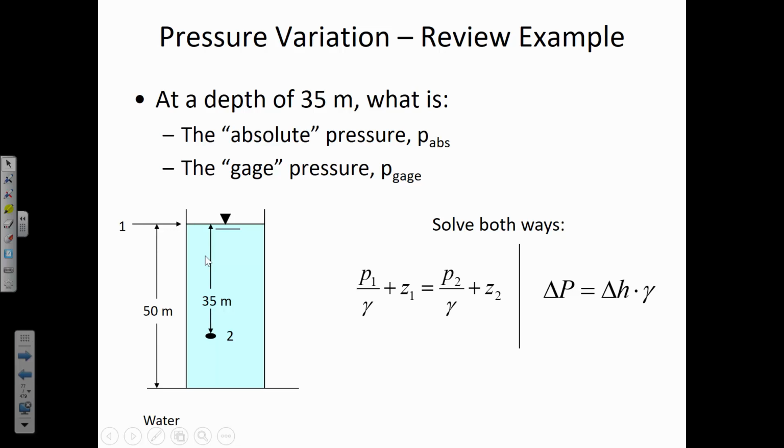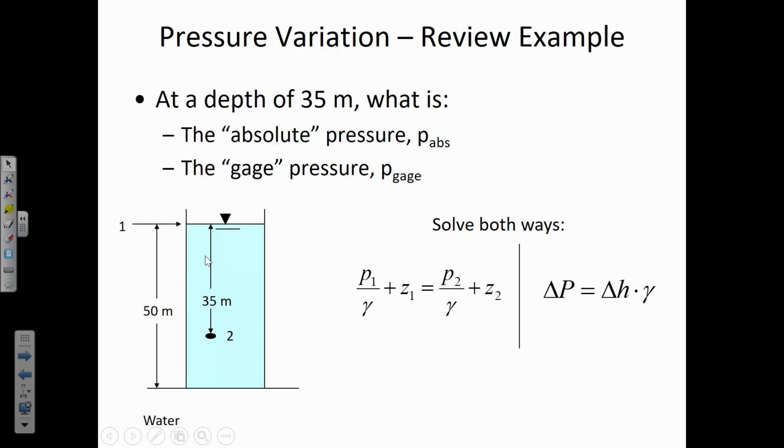So we have atmospheric pressure above the water, and then as you work your way down through the water, the pressure is increasing at the rate of gamma. You can think of unit weight as how quickly pressure is accumulating, because the unit weight of water, this is a great marker, is 9810 newtons per meter cubed. And so what that means is every meter that you go down, the pressure is accumulating by 9810 newtons per meter squared for every meter of depth.